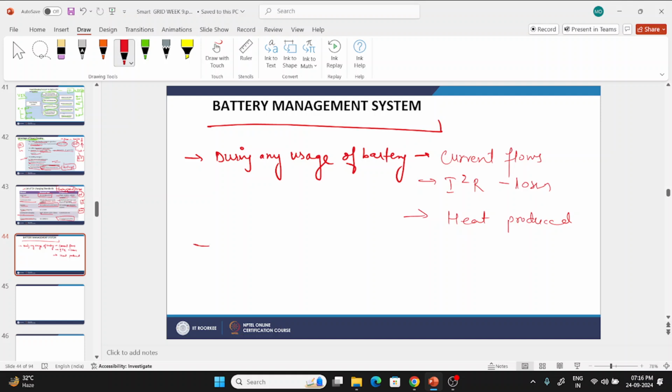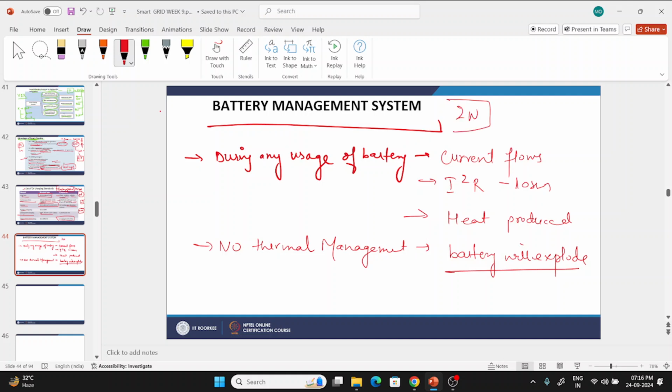If there is no thermal management, the battery will explode. You can see in recent news that various two wheeler vehicles are catching fire. Why? Because the thermal management systems on those vehicles are not very good. That's why they are catching fire.